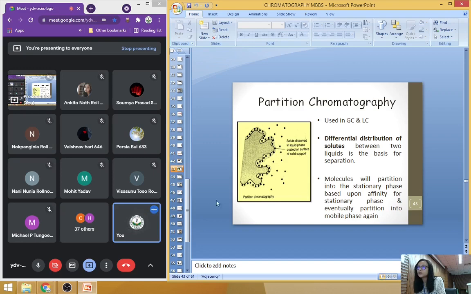separation. So the molecules will partition into the stationary phase based upon the affinity for the stationary phase, and eventually they will partition into the mobile phase again. So the ones that have a stronger bond with the mobile phase, which is polar, will flow slower. Okay, it will be retained in the paper earlier.